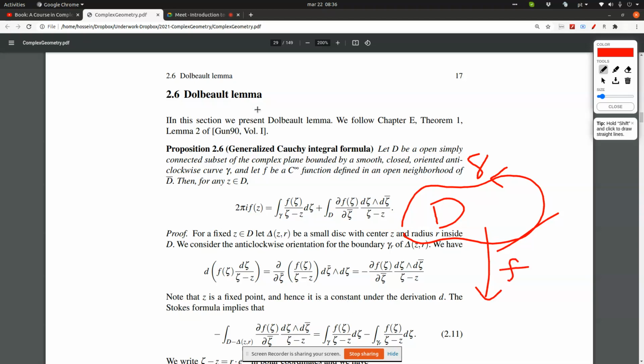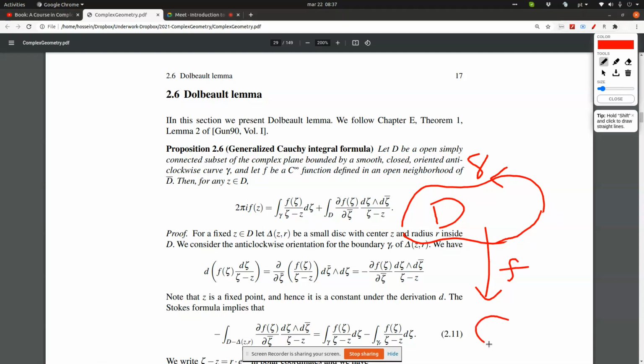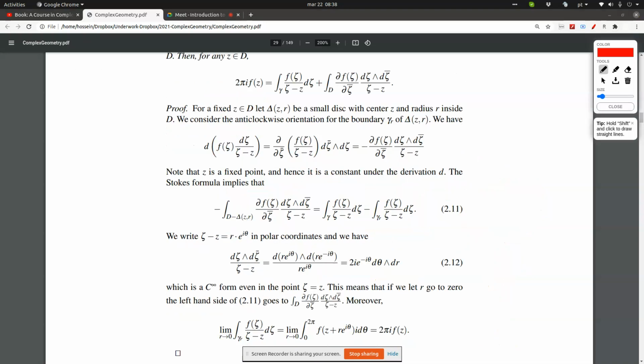So we have a function defined in a neighborhood of this D. This is a C infinity function. If it was a holomorphic function, we must have this identity, but it is not holomorphic. So actually, the correction will be with this term. And the proof is not so difficult.